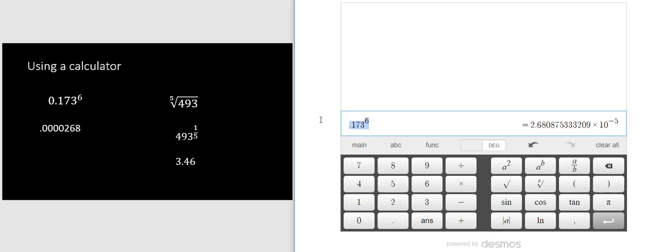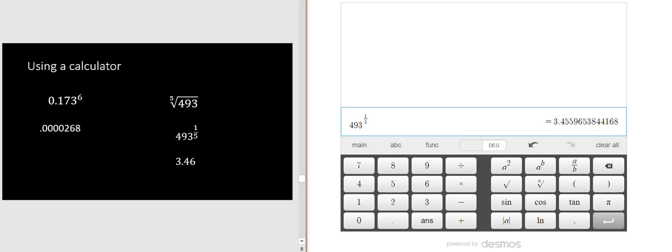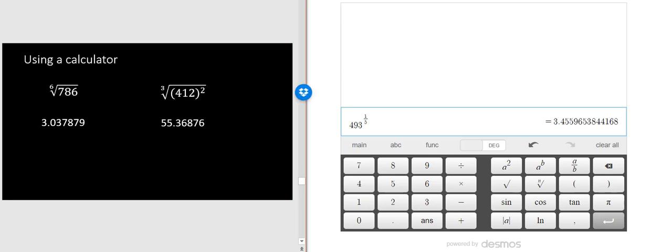I can type in 493 and then push your exponent button, and then take 1 divided by 5. And then my solution, as we see, would be 3.4559, etc., which can round to be 3.46. Here, if we had a radical, the 6th root of 786, like we said, we could convert into an exponent if we wanted, but the other way is we can instead use the radical button.